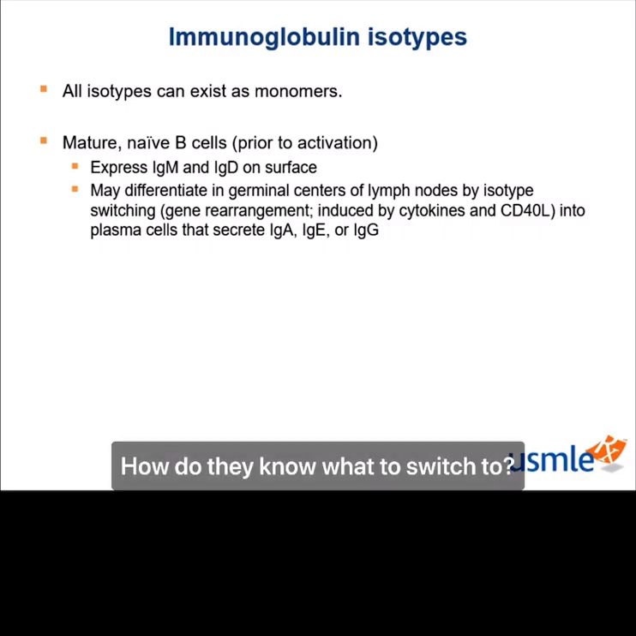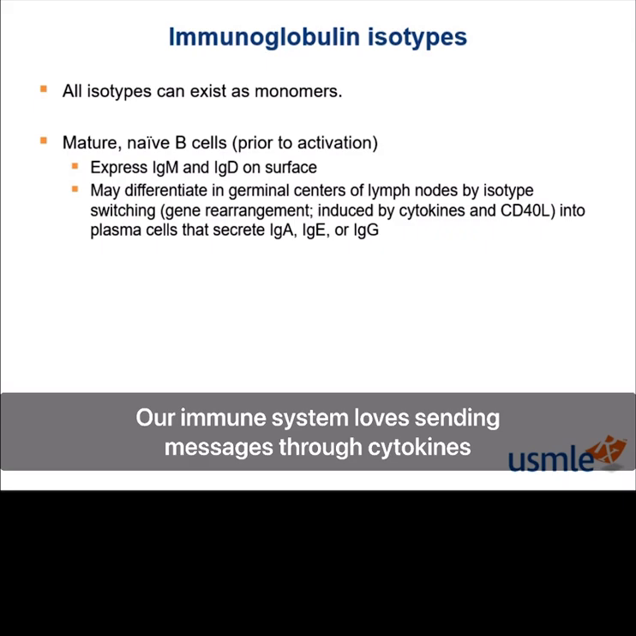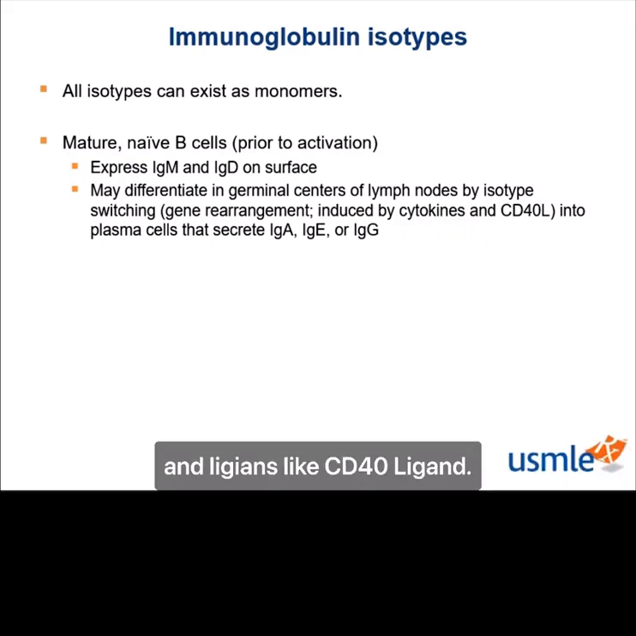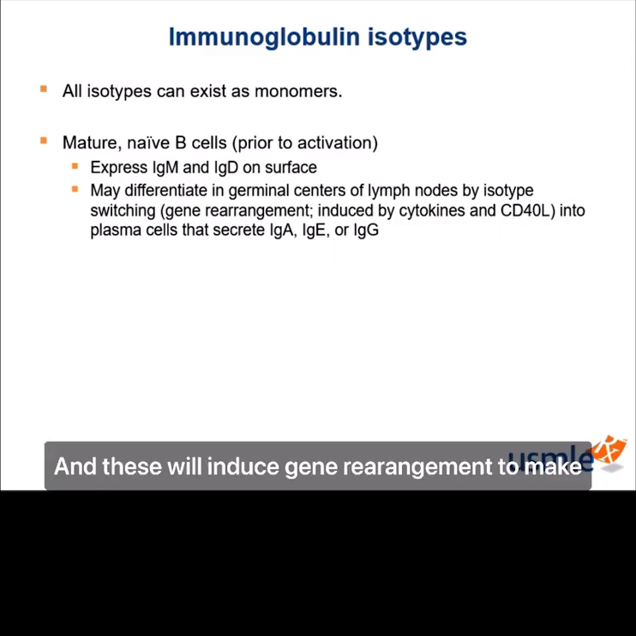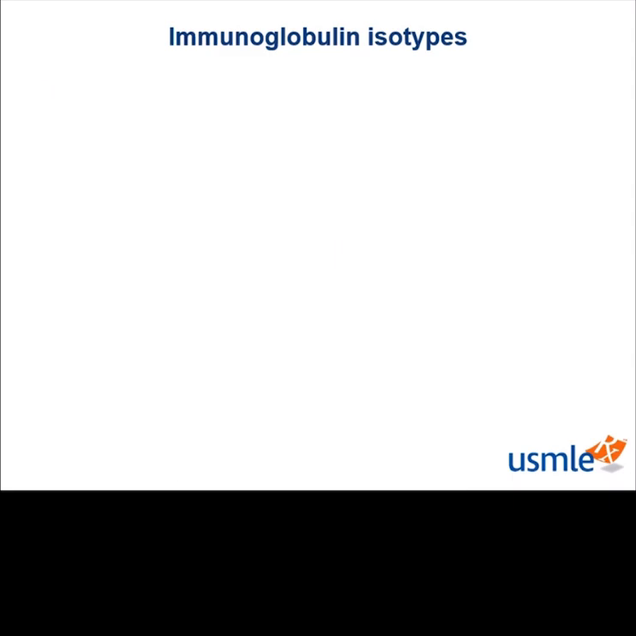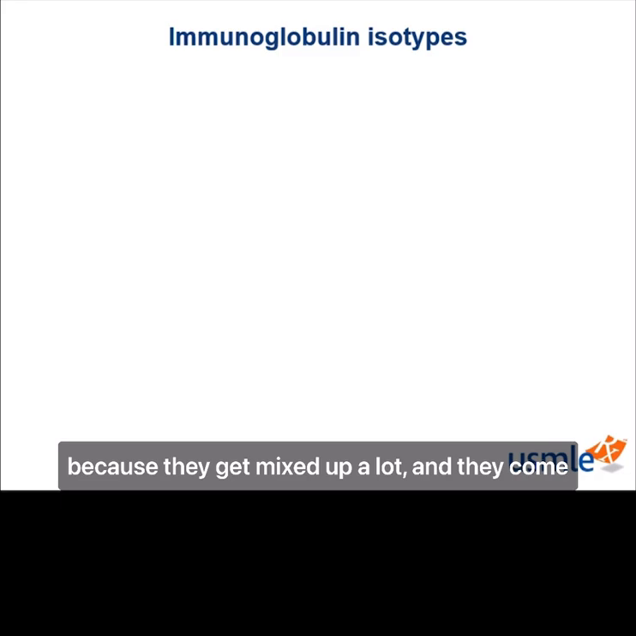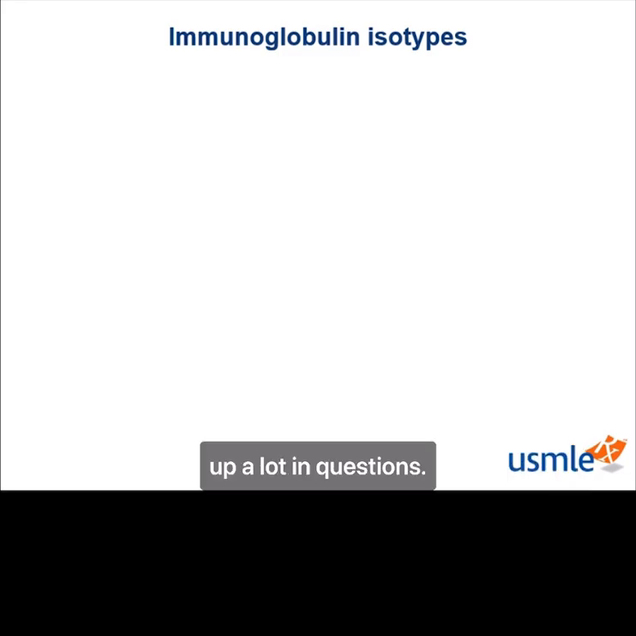How do they know what to switch to? Our immune system loves sending messages through cytokines and ligands like CD40 ligand, and these will induce gene rearrangement to make the appropriate isotype. Now, there are 2 words we need to get familiar with because they get mixed up a lot, and they come up a lot in questions.